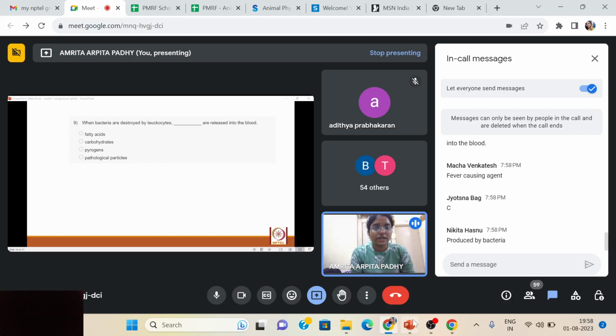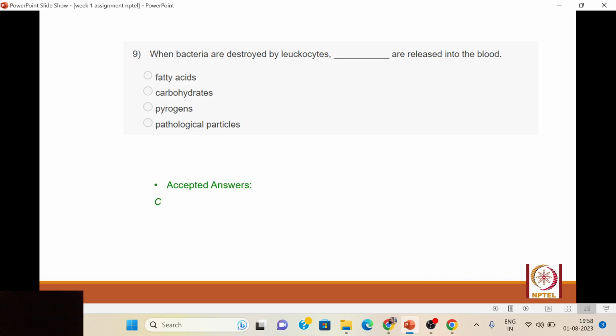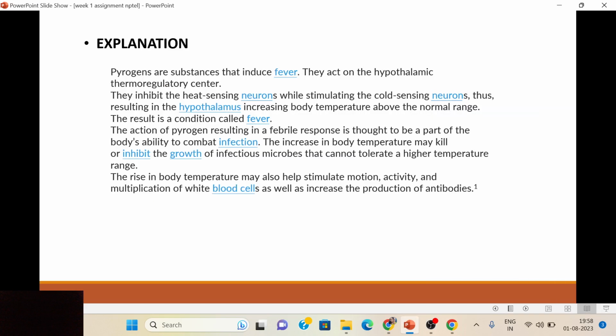Okay, so as you can all know, the correct answer is pyrogens. So what are pyrogens? These are the substances that induce fever. They act on the thermoregulatory centers because they inhibit the heat sensing neurons while stimulating the cold sensing neurons, thus resulting in the hypothalamus increasing our body temperature above the normal range, and this results in a condition which we all know as fever.